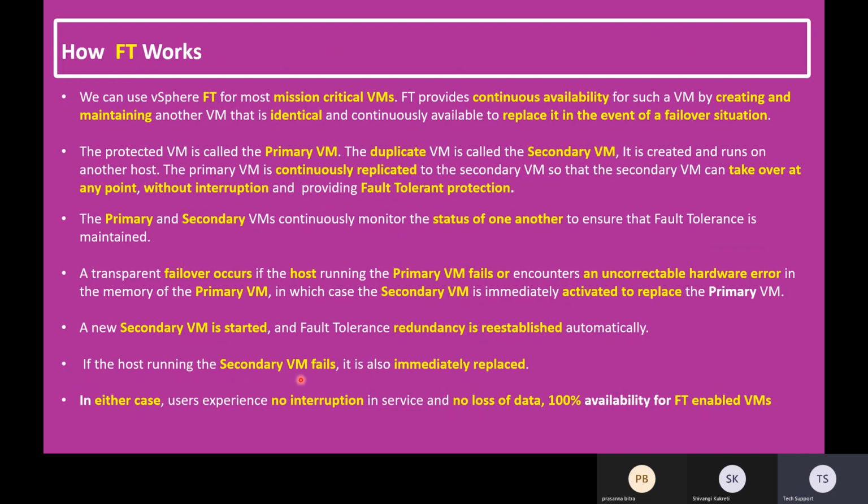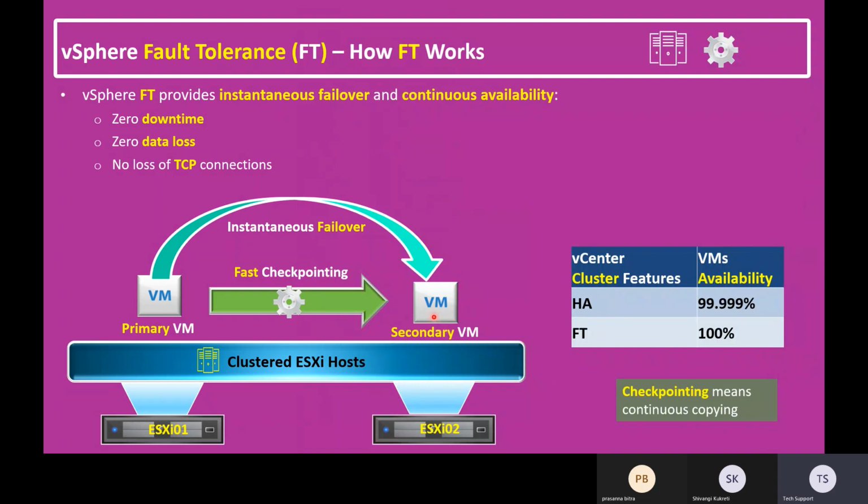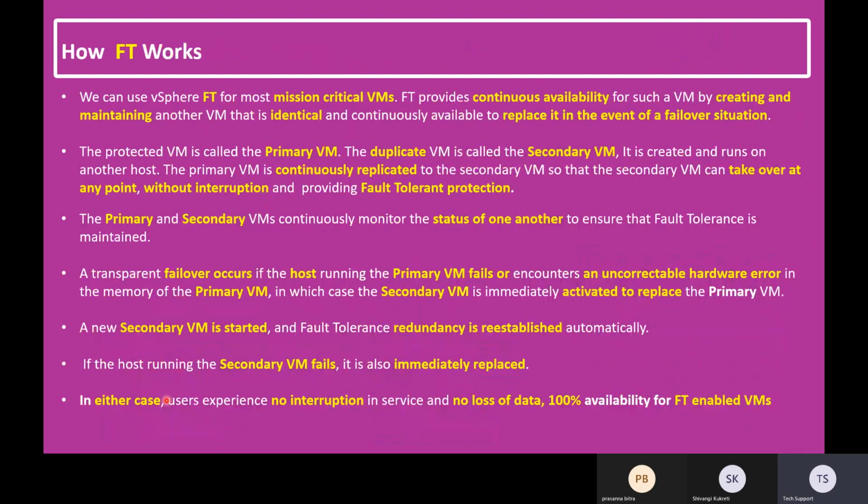If the host running the secondary VM fails, it is also immediately replaced. Not only when the primary virtual machine is down, even when the secondary virtual machine is down, it is the same functionality. It will prepare a secondary copy immediately. After preparing the secondary copy, fast checkpointing will work again. It will continuously copy the data from source to destination and always synchronize the data. In either case, whether the primary or the secondary copy fails, the user experiences no interruption. The user will not be aware that in the backend some VM went down and came up from the second copy. The user experiences no interruption in service, no loss of data, and 100% availability for FT enabled virtual machines.